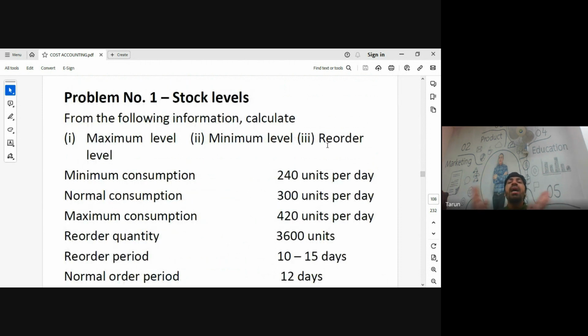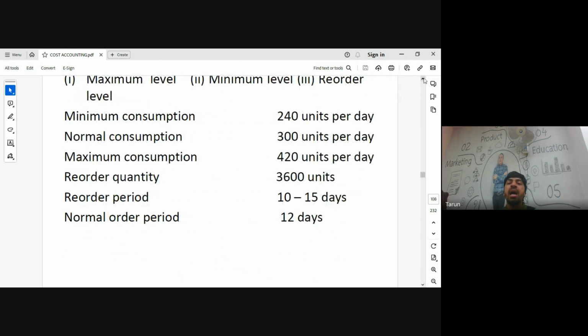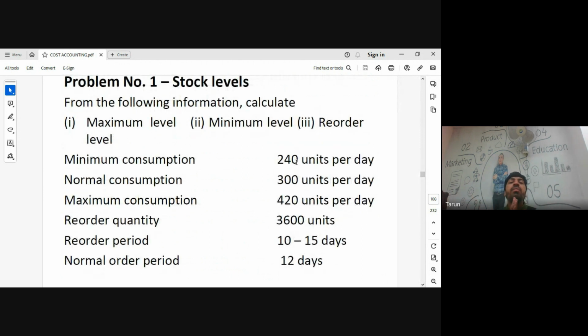So let's have numericals now. Stock levels: you have to calculate the maximum level, the minimum level, and the reorder level. This is how questions are given to you numerically, and small questions will be asked in multiple choice. The minimum consumption is 240 units per day. Normal consumption is 300 units per day. Maximum consumption is 420 units per day. Reorder quantity is 36 units. Reorder period is 10 to 15 days. Normal order period is 12 days.